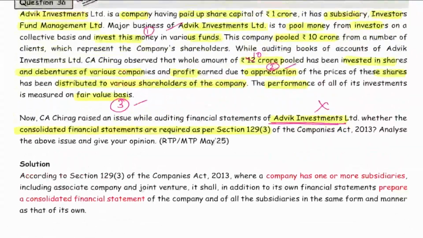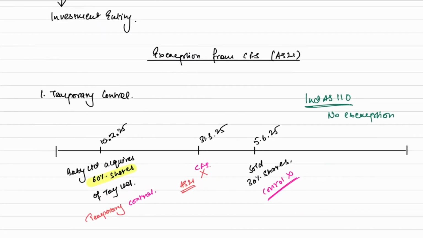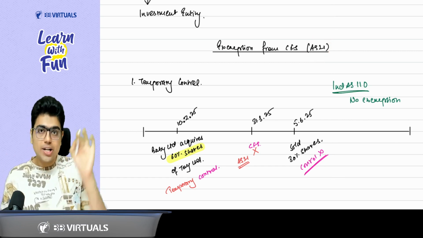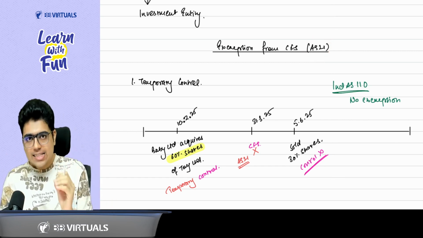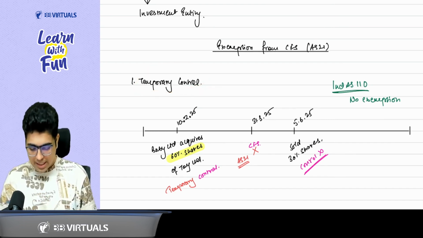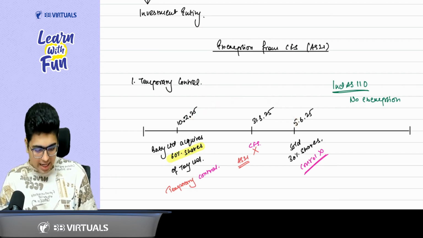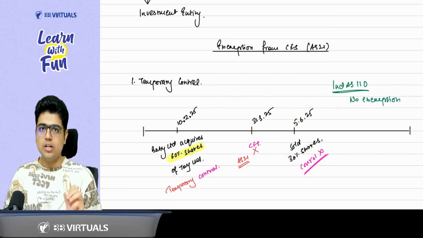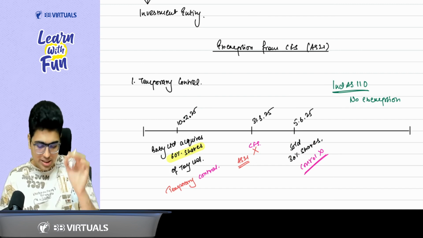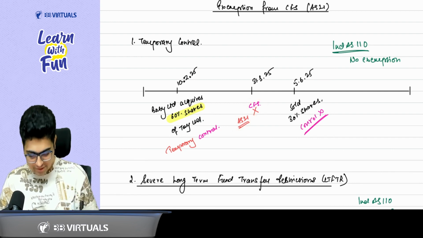Okay, sir. Now after this, come with me. Let's understand two exemptions which are given in AS 21 but not in Ind AS 110. What are these exemptions? Let's understand. First of all, exemption from temporary control. Let's say I acquired control in a subsidiary and the next year I sell the shares and the control is gone. So if within that one year the control is gone, can I say it is temporary control? Yes, sir. So for temporary control as per AS 21, you don't need to prepare the CFS.